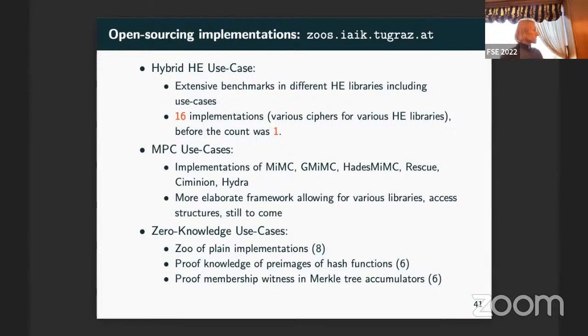And maybe it's a coincidence, maybe not, but now two very recent designs also came with public implementation against at least one library. Here we cover several libraries. But yeah, I hope this helps to increase the community working on this topic. You not only have plain implementations, but also implementations of use cases, for example, an end-to-end use case where you prove the knowledge of a preimage of 6 different hash functions. If you want to design a new hash function, you can have a look and start out with these implementations right away. Yeah, with that, I'm really at the end of my presentation, and thanks a lot for your attention.